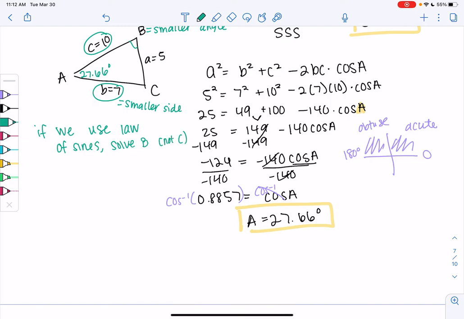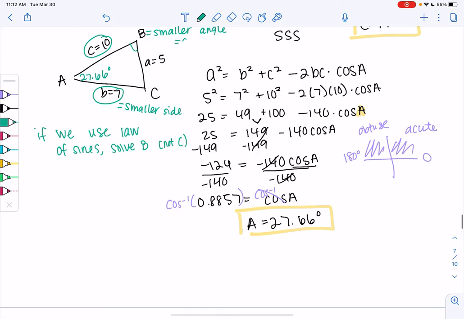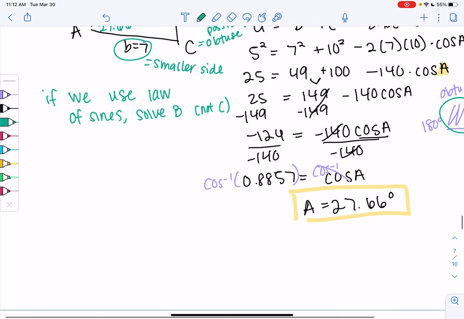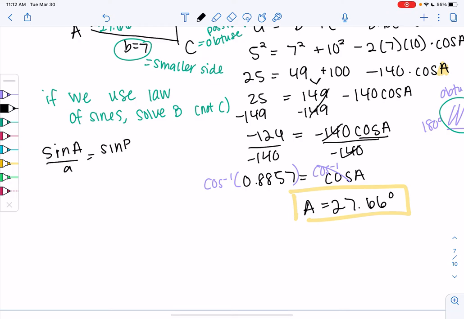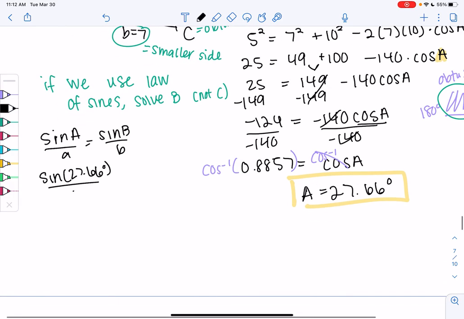So if C is obtuse, law of sines will give you the wrong answer. So we're going to solve for B. And again, that means B is an acute angle because it's smaller, but C is possibly obtuse. If you use law of cosines, again, it finds it. If you use law of sines, it might not. So we're going to say sine of A over little a is sine of B over little b. So sine of 27.66 over A, which was 5, equals sine of B over 7.